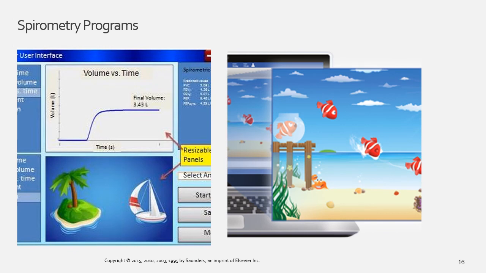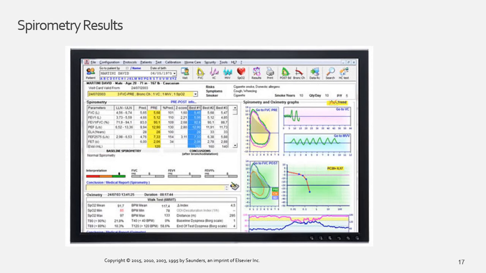Common spirometry programs used in pediatrics need to be child-friendly. In this first case, a child blows a sailboat over to an island. And then in the other case, a child helps to move a fish along by blowing out. Spirometry results in pediatric pulmonary function testing look similar to this.